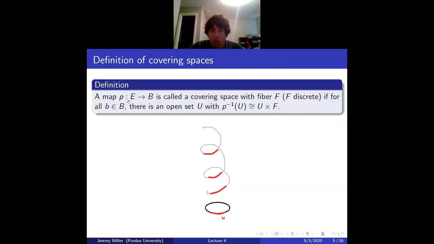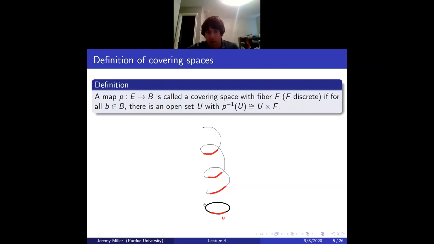Okay, so a map is a covering space if for each point in the base there's an open set containing that point, such that the preimage of the open set is just a bunch of copies of that open set. Here F is going to be a set that's in bijection with the preimage of any point, and if you take the preimage of a sufficiently small neighborhood around a point, then it looks like just a bunch of copies of the fiber at one point cross the base.